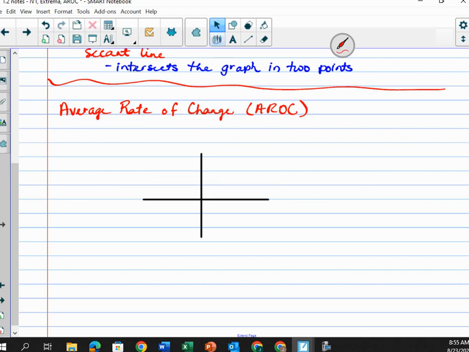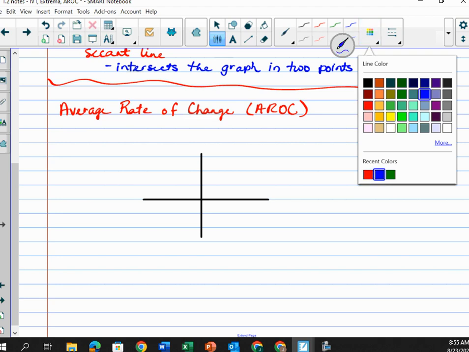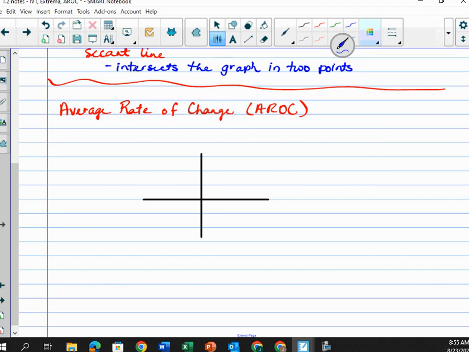All right, so average rate of change, it's just kind of a fancy way of saying slope. It is technically the slope of the secant line. So we needed to know what a secant line was first. So slope of a secant line.